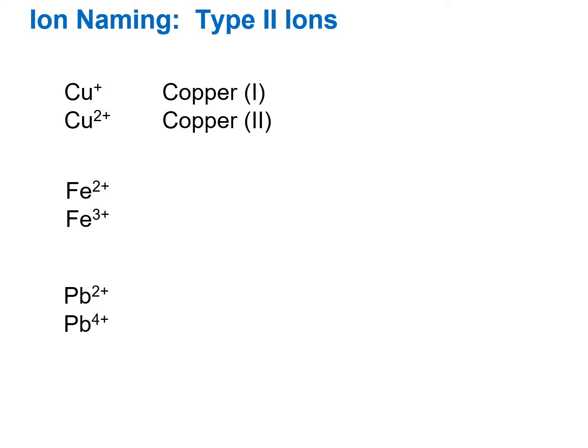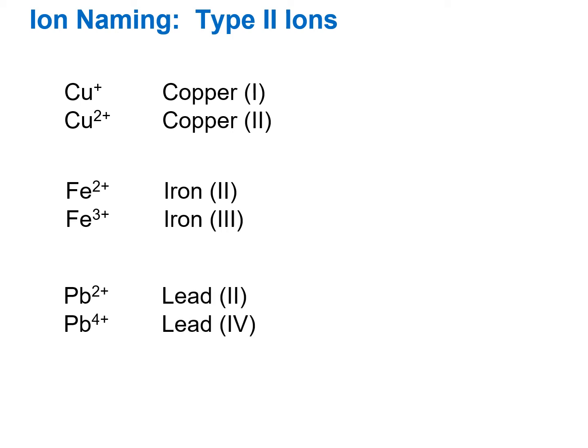So let's look at the next one, Fe. That stands for iron. So what would you name the first one? Iron with a positive 2 charge. Well, hopefully you would call it iron 2. And the one below it with the positive 3 charge, you would call it iron 3. Below this, we have Pb. Pb does not stand for peanut butter. It stands for lead. So we have lead with a positive 2 charge, lead with a positive 4 charge. And if you said we could name the first one lead 2 and the second one lead 4, you're absolutely correct.